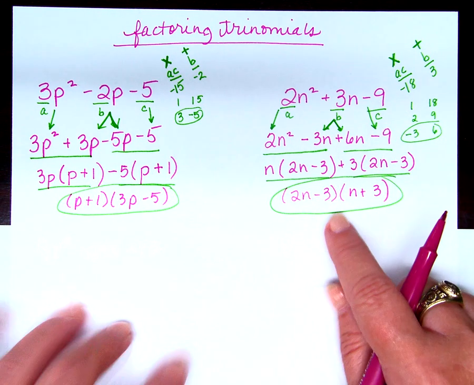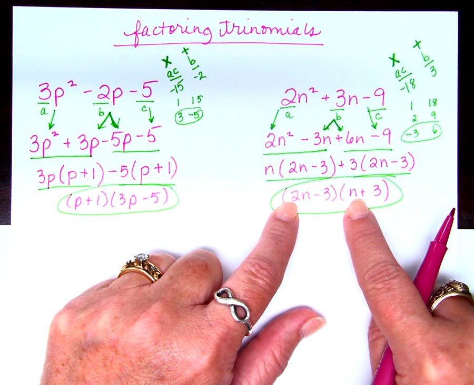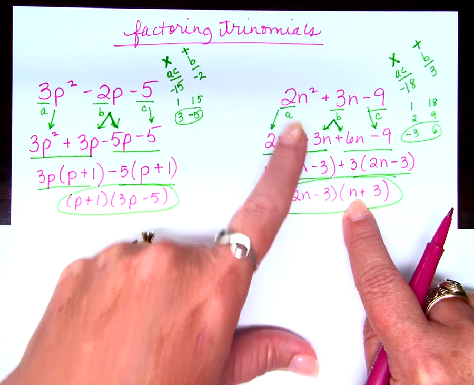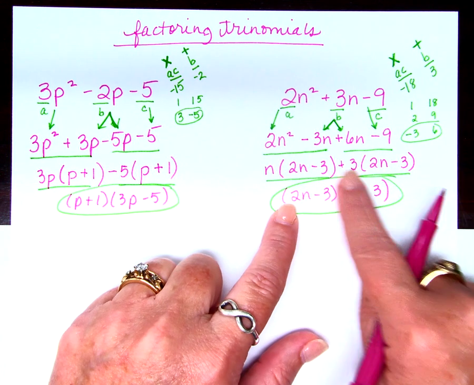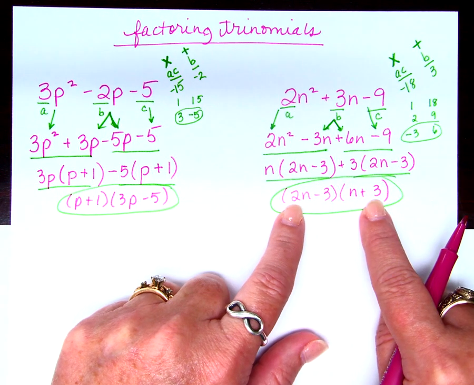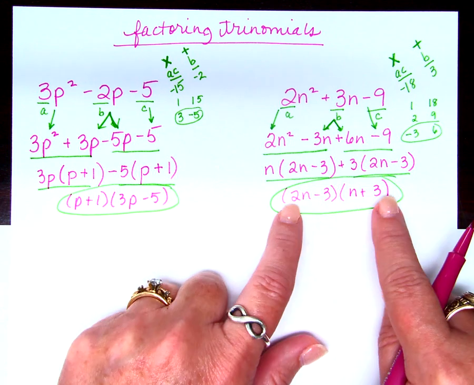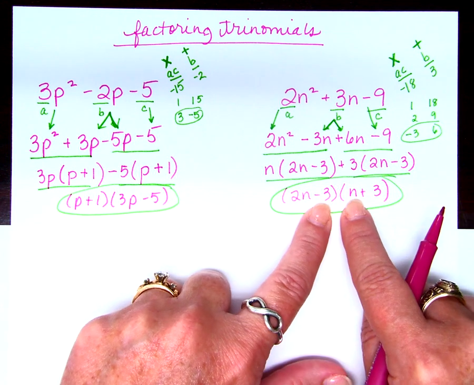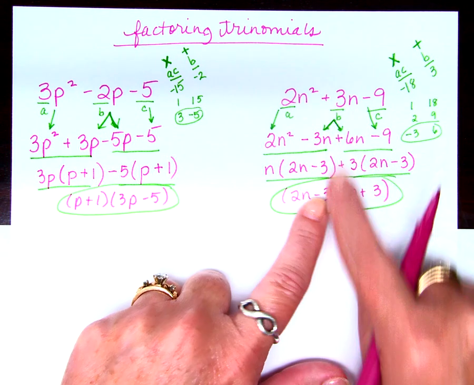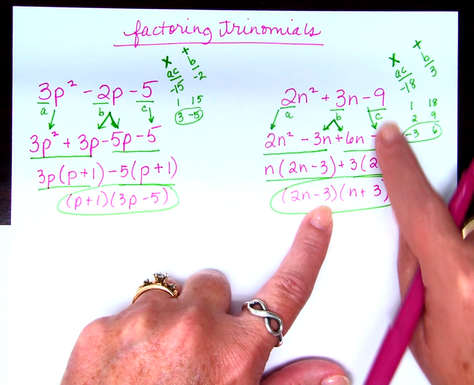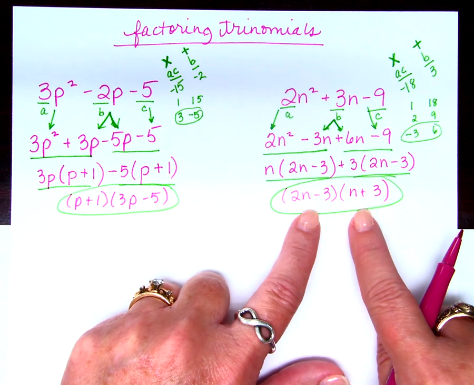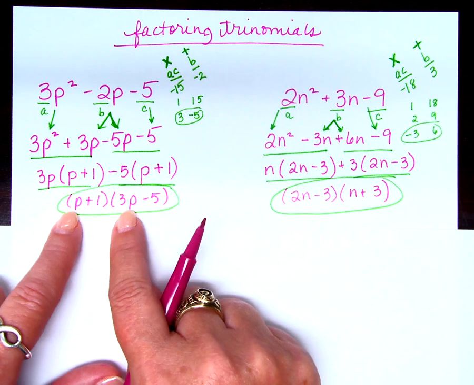Multiply, right? So what's 2n times n? 2n squared, okay? What's 2n times 3? 6n. What's negative 3 times n? So I have a 6n and a negative 3n, which gives me 3n, and then I have negative 3 times positive 3. So is this the right answer? Yeah? Let's go ahead and check this one while we're here.